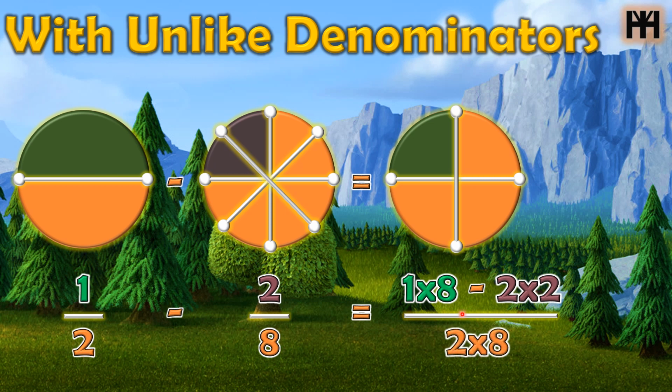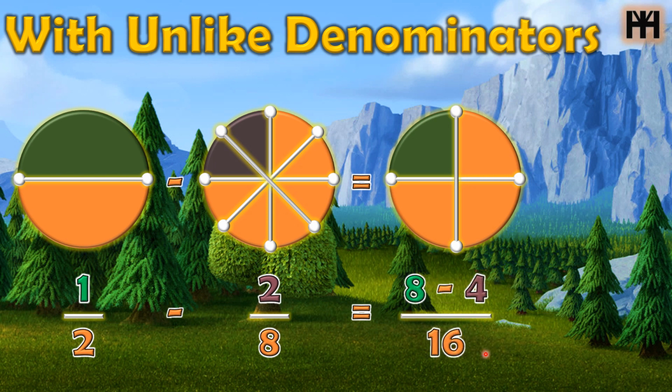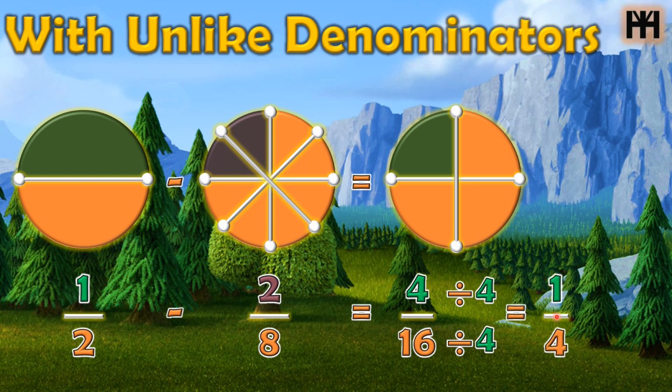Okay, so 1 times 8 is 8, 2 times 2 is 4, 2 times 8 is 16. So it's 8 minus 4 over 16. So 8 minus 4 is 4. So we have 4 over 16. Let's simplify them. Let's divide 4 up and down. Don't worry, if you didn't get it the first time, you can divide it by 2 two times. Okay, so the answer will be 1 over 4, as you see here.